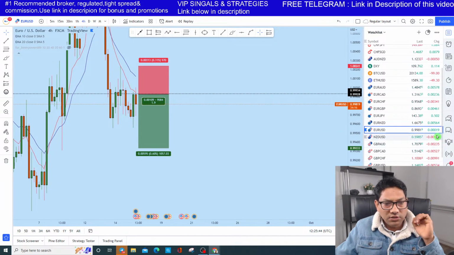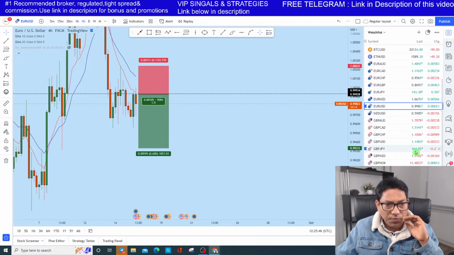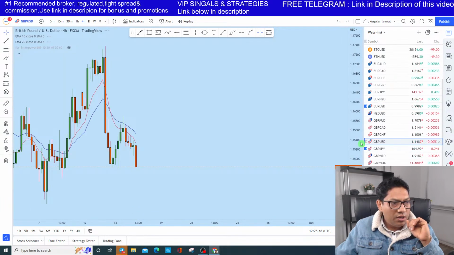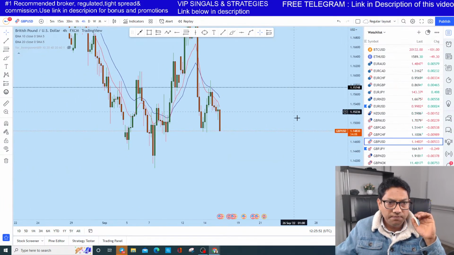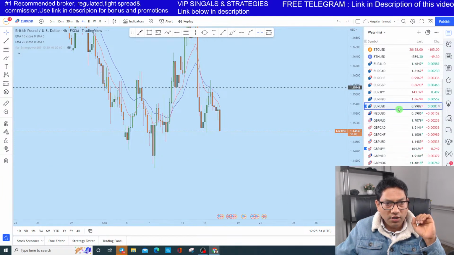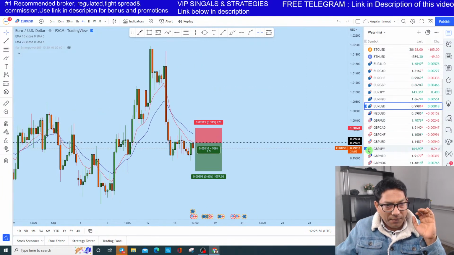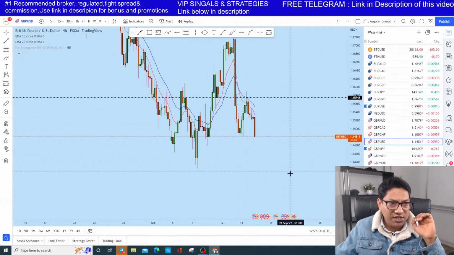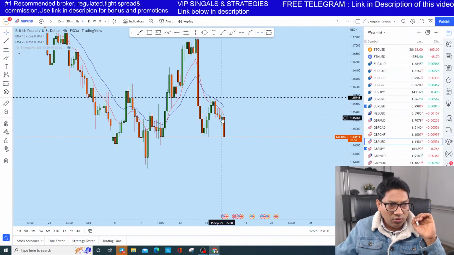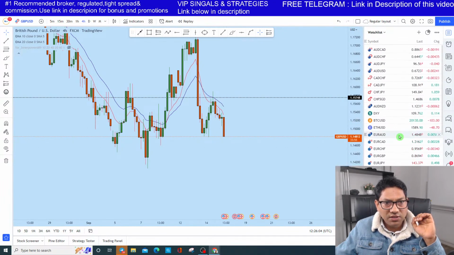So news coming after 5 minutes, so prepare for news. Let's see. British pound US dollar is crazily bearish. Okay, euro dollar the same way, a bit less than British pound US dollar. British pound US dollar is just melting after this doji. We see a massive melt.